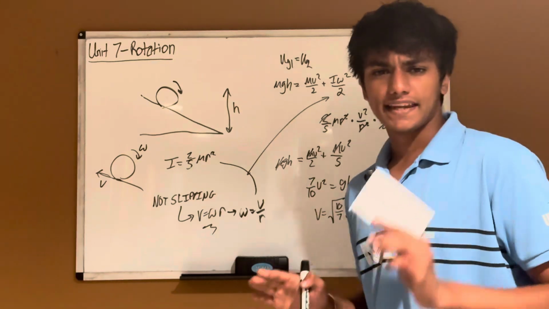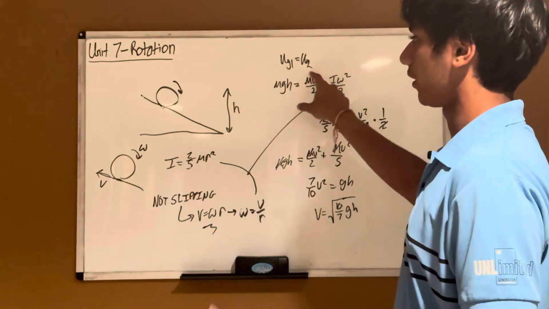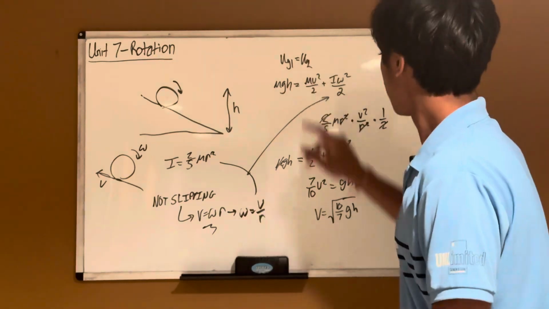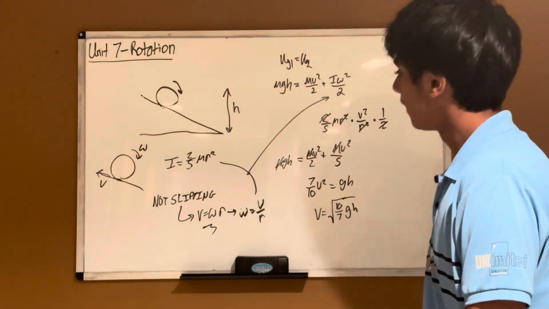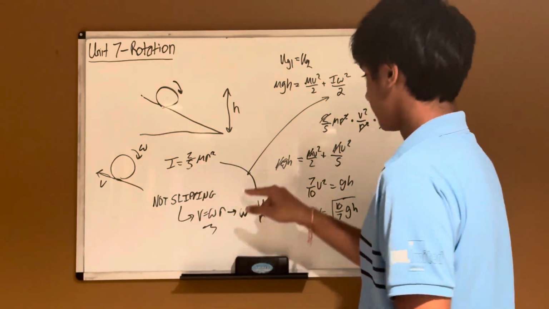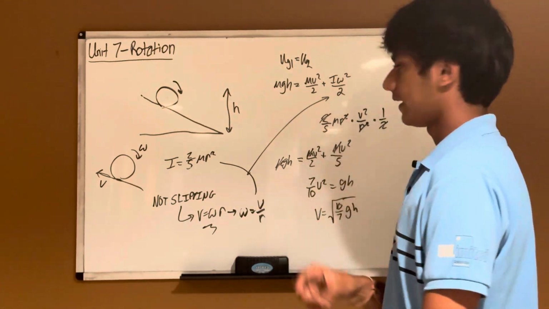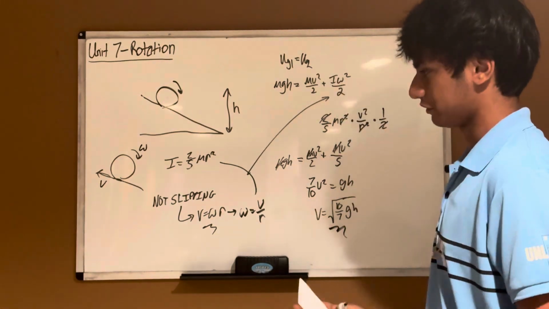So again, the process with kinetic energy for rotational systems, you do the same process: set conservation of energy, then we use our formulas to expand it, and then we use the fact that it's not slipping to plug into the I omega part, and then we can solve for velocity based on our equation.